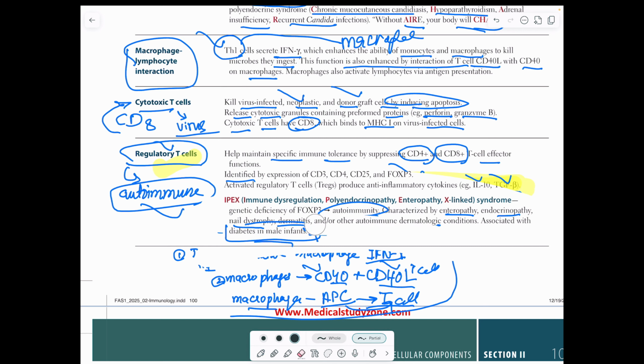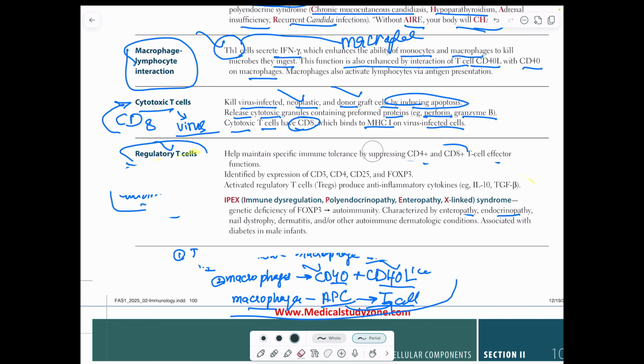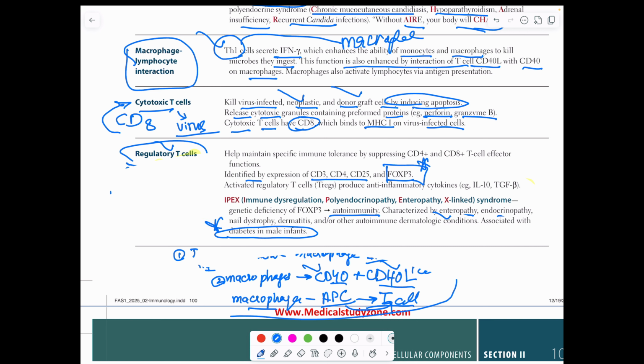So it's a simple thing. The regulatory T cells are going to maintain the immune system and stop the autoimmune reaction. They are identified by the expression of FOXP3 and other CD cell surface markers. FOXP3 deficiency will lead to autoimmune reactions, and it is most commonly associated with diabetes in male infants. And it includes enteropathy, endocrinopathy, nail dystrophy, and other autoimmune dermatological conditions.